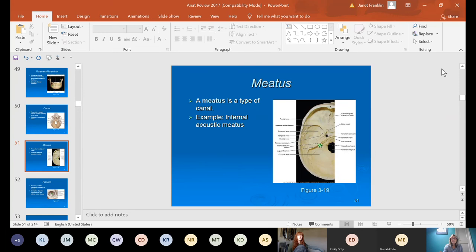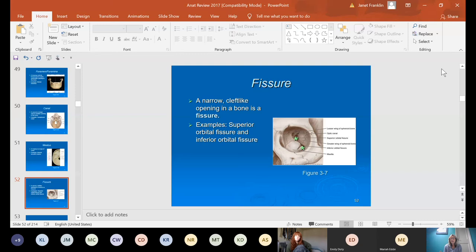A narrow cleft-like opening in a bone is a fissure. So think of the fissure looking unique because it's like a slit. Think of your superior and inferior orbital fissures. When you look inside the orbit, they make almost like a V-like slit, or like arrows pointing toward the nose. Those are your fissures. Fissures are long, slender-like slits.